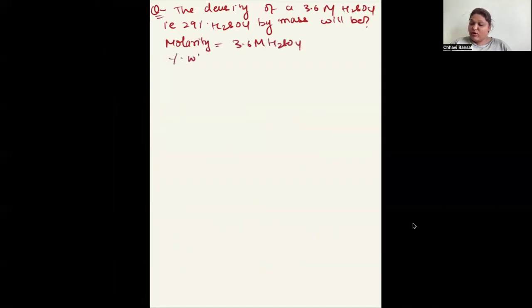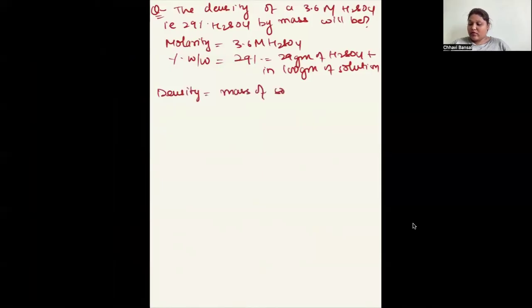And what is percentage w/w? It is 29%. It means 29 grams of H2SO4 is present in 100 grams of solution. Correct? Now, what is the formula of density? Density is mass of solution divided by volume of solution. Clear? How will you find the volume and the mass of the solution?